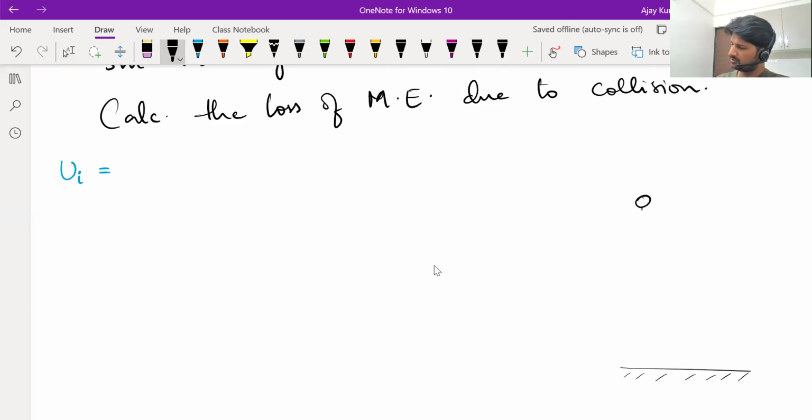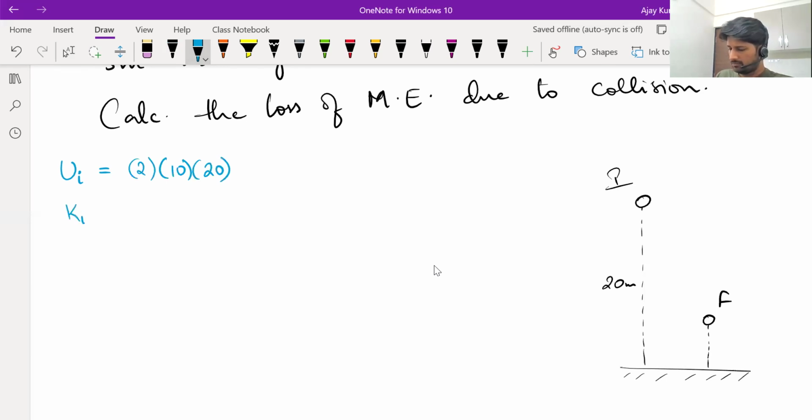The ball was initially dropped from a height 20 meters. Okay, but it rebounds only to a height of 5 meters. So this is initial position, this is final position. At the initial position, its potential energy will be 2 into 10 into height 20. It is dropped from rest, so initial kinetic energy is 0. Add both. The total mechanical energy initially becomes Ui plus Ki, 2 into 10 into 20, which is 400 joules. That's all.